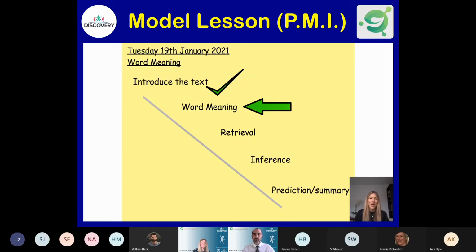So, okay, this was just the plan for the week. We've already introduced the text, we've had a read through it together, and then today we're focusing on the word meaning. And tomorrow we'll look at retrieval, then we'll look at inference, and then we're going to do a prediction based on what we think might happen next.